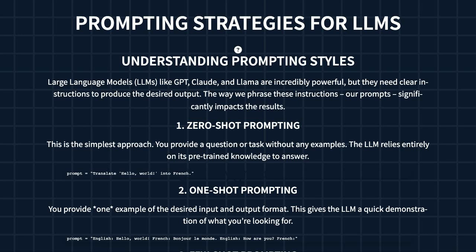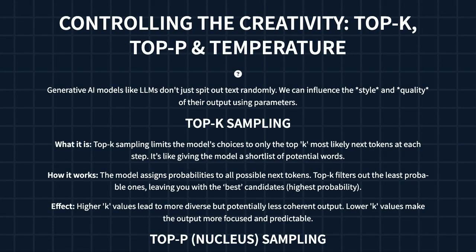Then we have one-shot prompting, which gives the model one example of what you want it to produce, kind of like showing it how you'd like the output formatted. Finally, there's few-shot prompting. This is where you give the LLM several examples of input and the desired output. The more examples you provide, generally the better the results will be, as it gives the model a clearer understanding of your expectations. Let's talk about how we can shape what these AI models write.